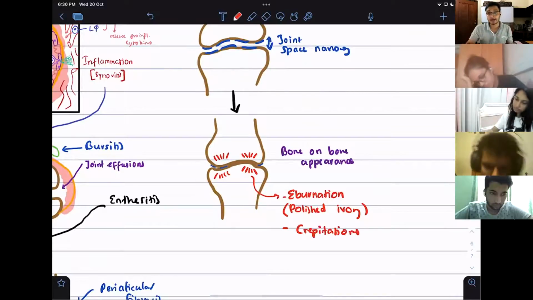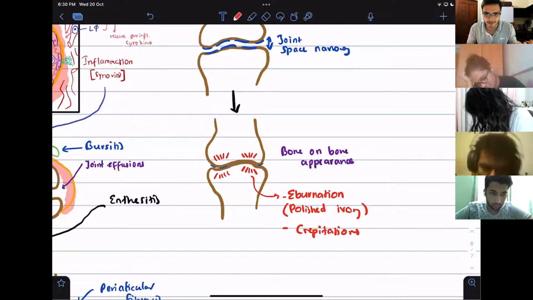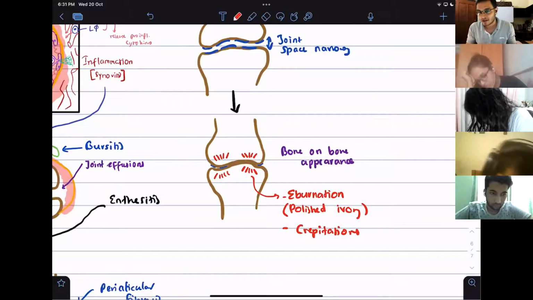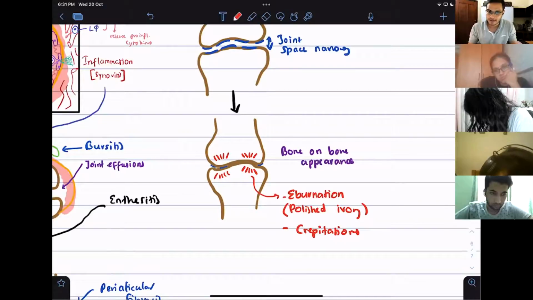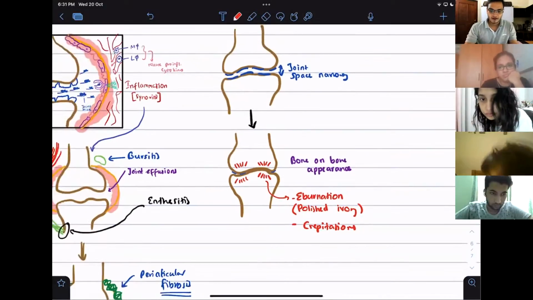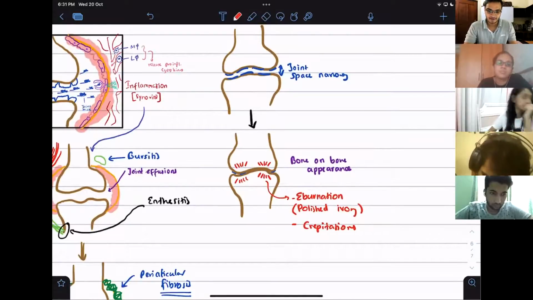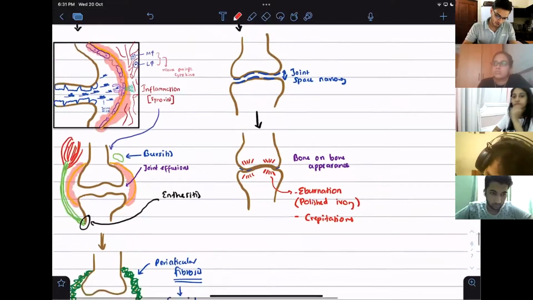When subcortical bone is rubbing against each other, there can also be crepitations. Basically, as the patient moves his joint, you can hear some very characteristic sounds. You all know lung crepitations on auscultation. Something similar to that. Okay. Now, look at this, guys.